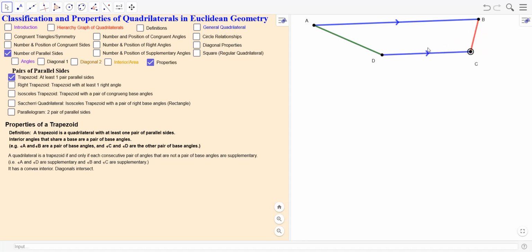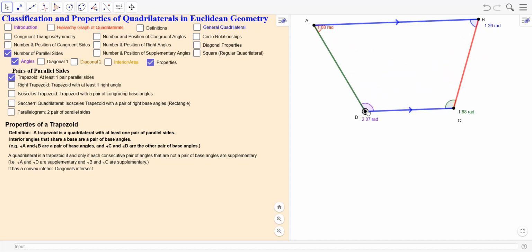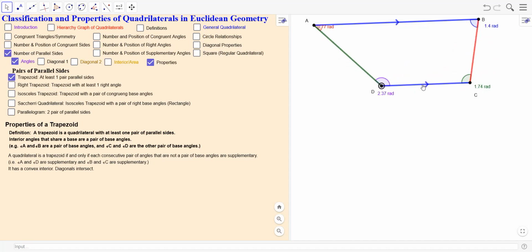In addition to having a pair of parallel sides, when you look at the angles, it has two pair of supplementary angles that are consecutive. So this pair of angles that are consecutive but not a base pair have to be supplementary. If you add that one up with that, you'll get pi, or 180 degrees. Same way if you add these two over here. And that follows from the property of parallel lines cut by a transversal.